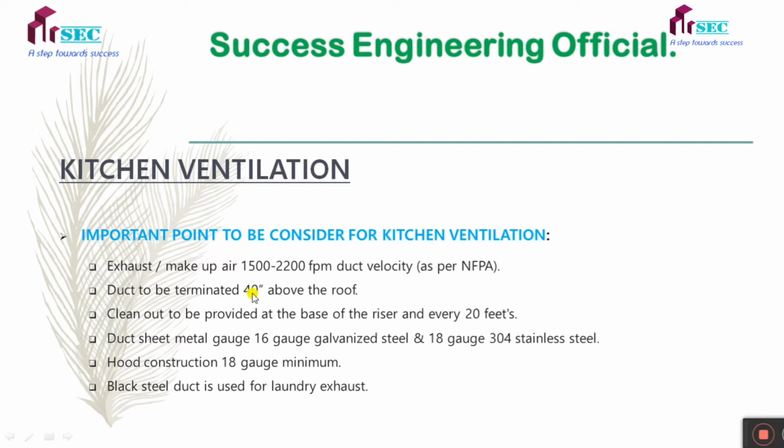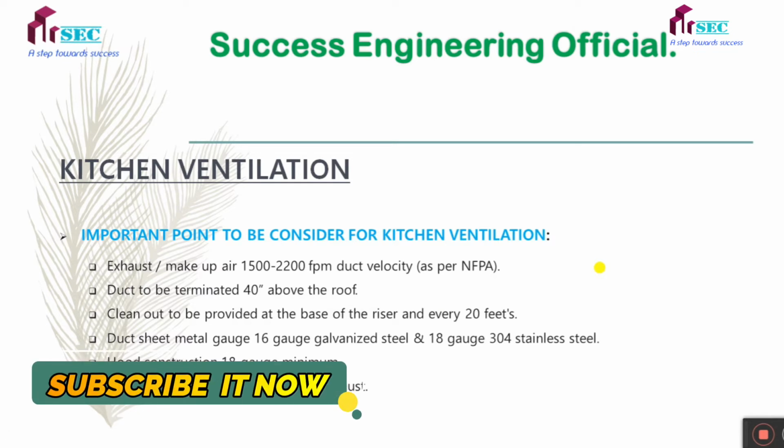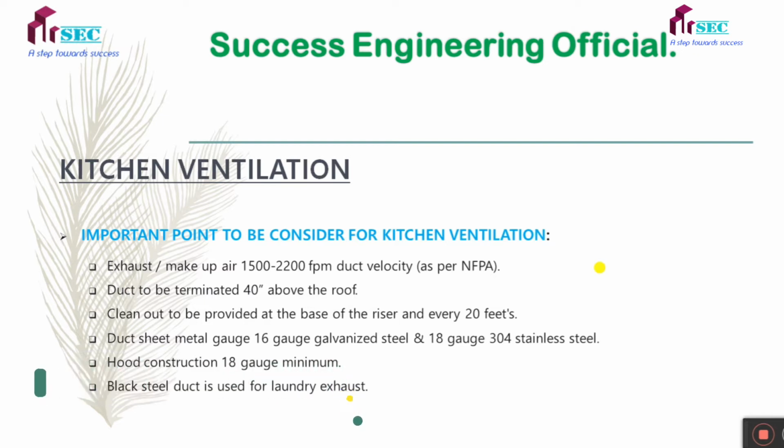Duct to be terminated 40 inch above the roof. For example, your duct is going and passing through the roof from the kitchen, so the duct is terminated 40 inch, 1 meter, above the roof. Cleanout to be provided at the base of the riser and every 20 feet. There should be cleanout also provided on the duct riser, and it should be at every 20 feet.